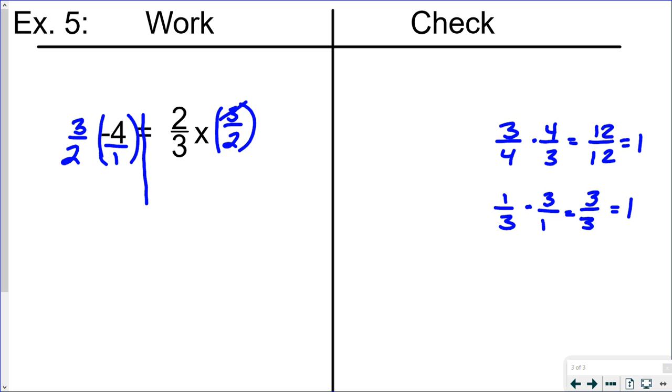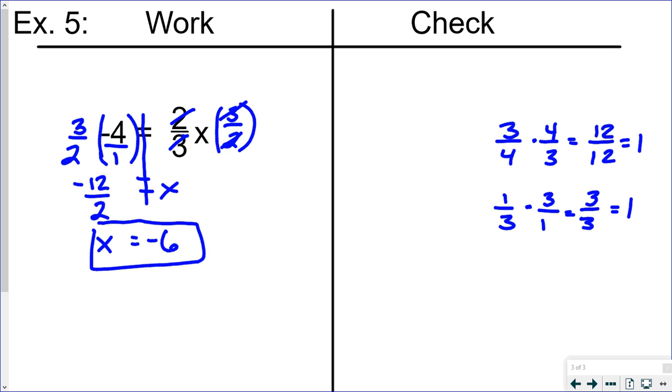So over here, these will cancel each other out. Get 6 over 6, which just simplifies to 1. And over here, I get negative 12 over 2, which simplifies to negative 6. So my answer is x equals negative 6. Again, I flip it around and put the x on this side.